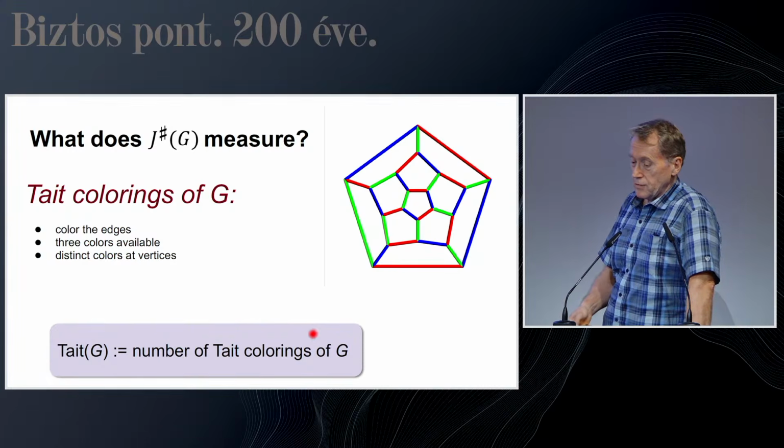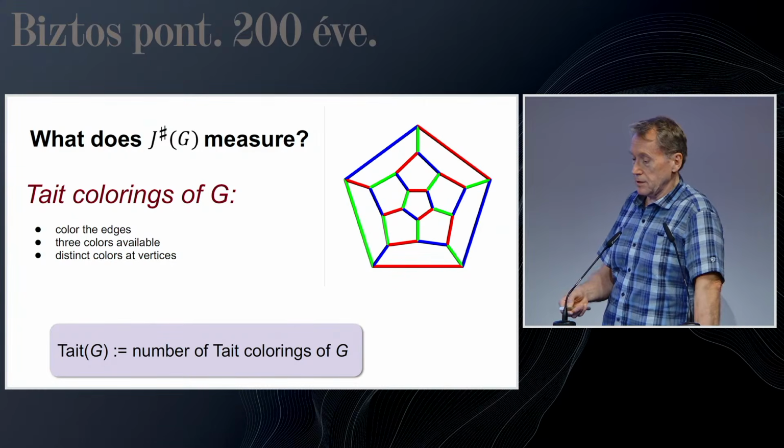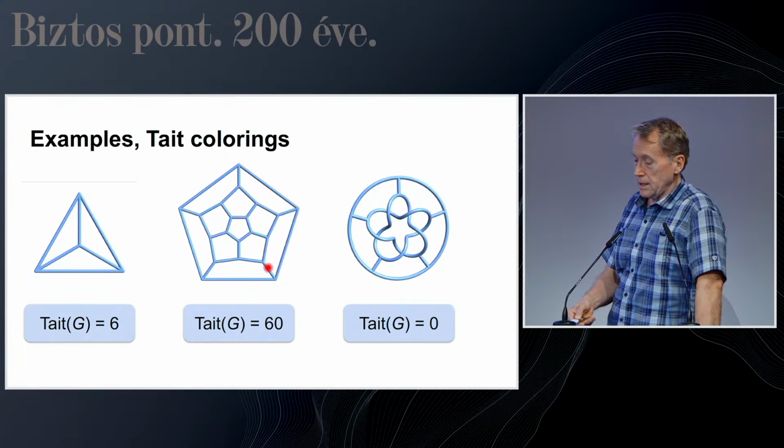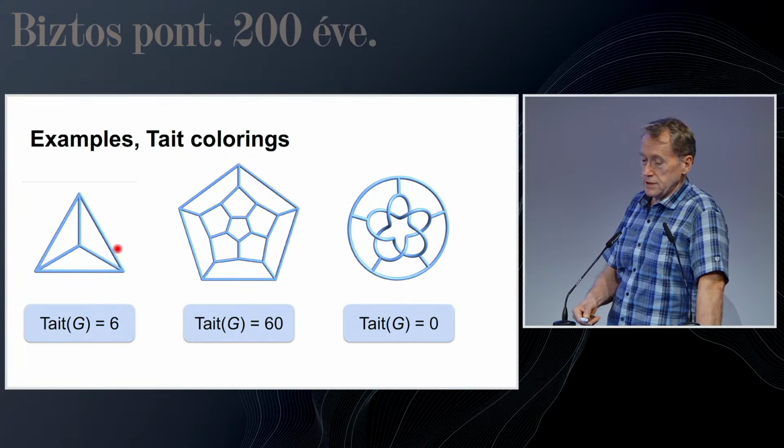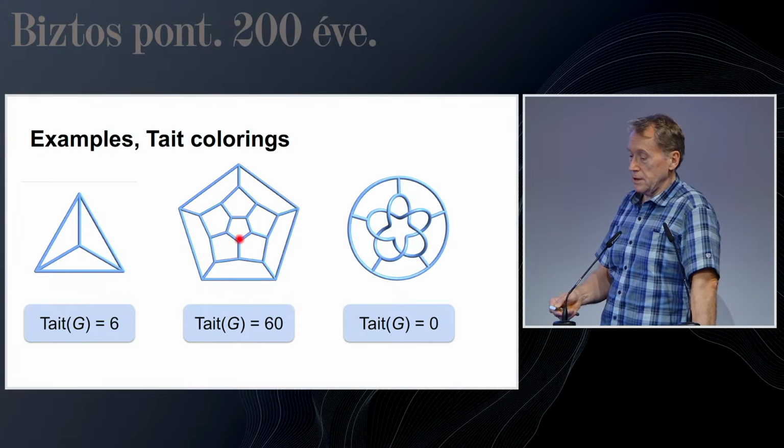We'll look at the number of Tait colorings, so the number of abelian representations of the fundamental group of the complement. There's 6 for this guy. This comes from permuting one obvious permutation. There's 60 for this guy. There are 10 distinct, up to permutation, colorings of the dodecahedron.